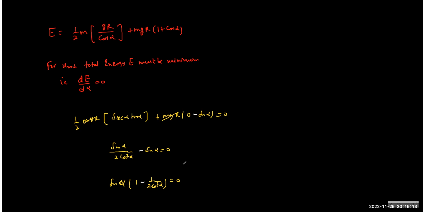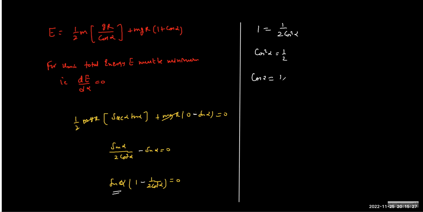So what we get here? This cannot be 0. We cannot take alpha 0. So 1 equals 1 upon 2 cos square alpha. So cos square alpha is 1 by 2. So cos alpha is 1 by root 2, which is alpha is 45 degree. This is what you need to just remember. So it will touch at 45, then only it is going to cross with minimum speed.